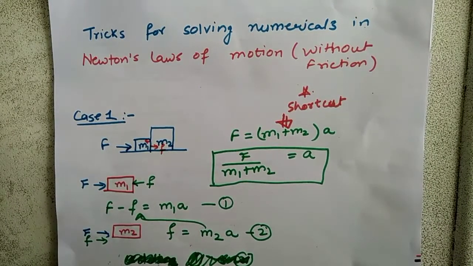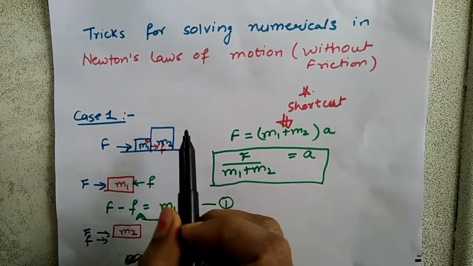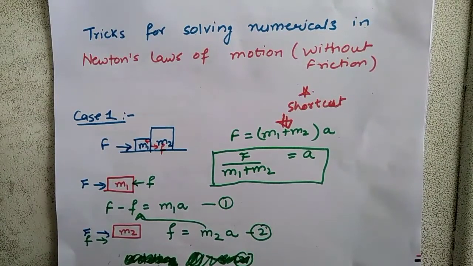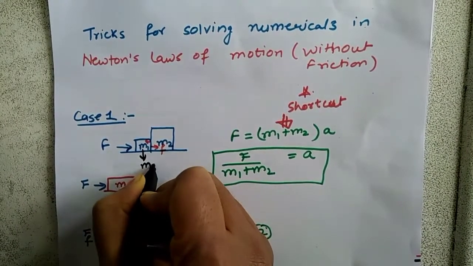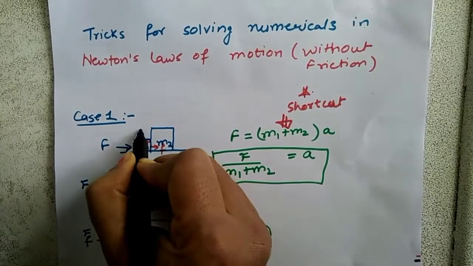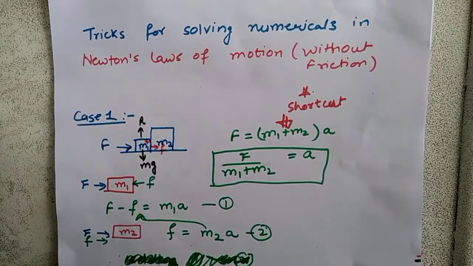So trick number one: whenever any body is resting on a surface and we are not considering any sort of friction, please do not try to add the weight of the body. Usually we think that the weight of the body acts in the downward direction and then we add the reaction component R. This is not required. Whenever a body is resting, we can just ignore mg and R.